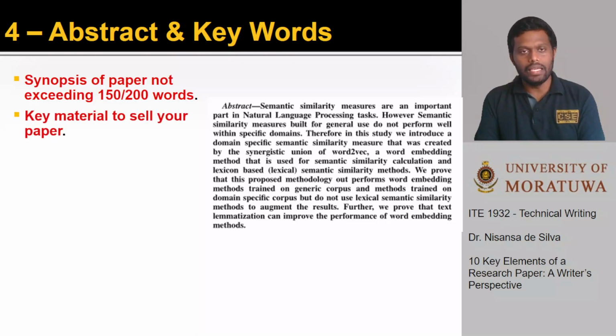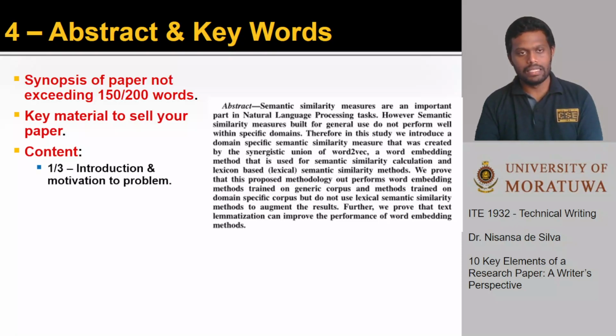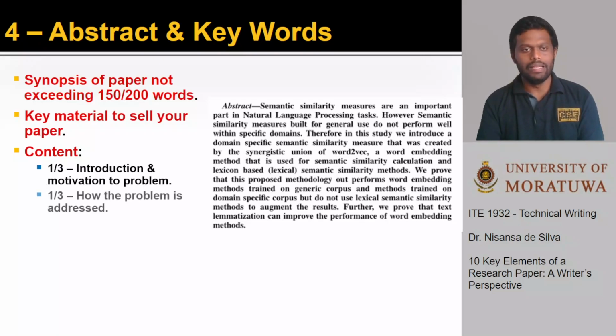Now, what should be in your abstract? You should cover everything that is key to your paper. The content of the abstract should be 1/3 the introduction and the motivation to the problem. The middle 1/3 is how the problem is addressed, and the final 1/3 is the key results and the conclusion. As you can see, it's like a mini paper. It's the summary of the entire paper there.